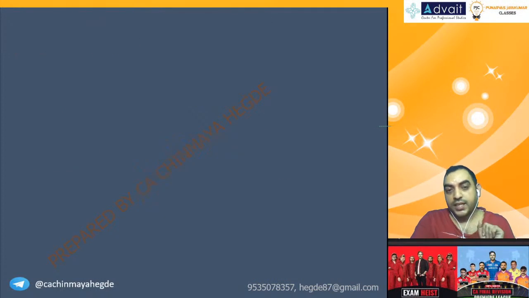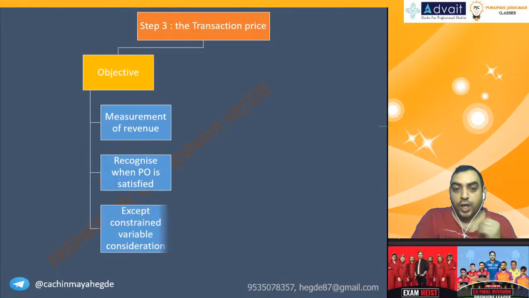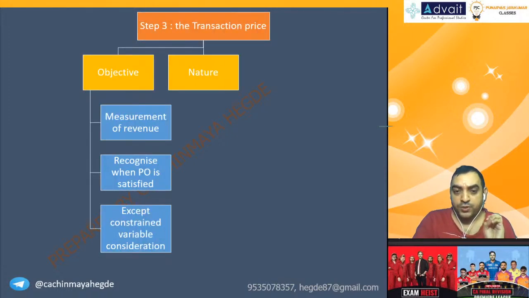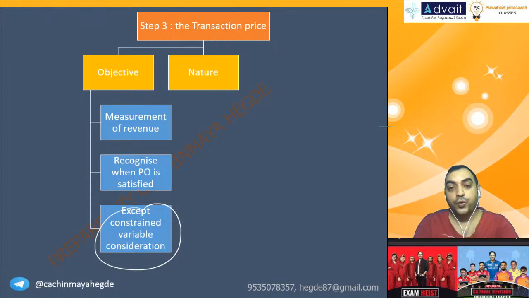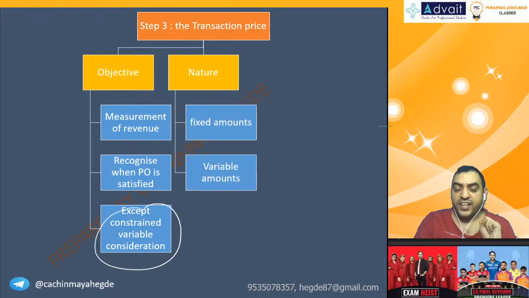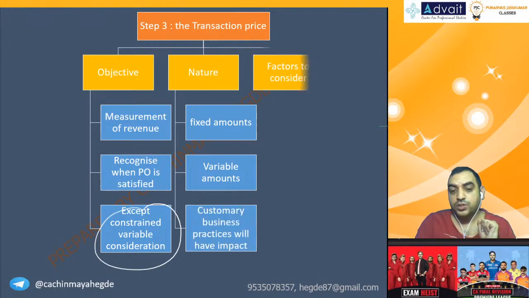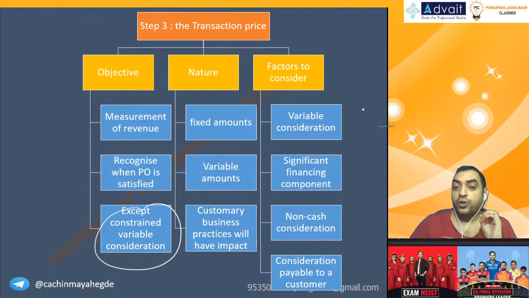Okay, that is the transaction price. The objective is measurement, to recognize when the performance obligation is satisfied. You should not recognize constrained variable consideration; I'll come to it. It may be a fixed amount or a variable amount like royalty or percentage of sales. Customer business practice also has to be kept in mind. Four important points are variable consideration, financing component, non-cash consideration, and consideration payable to customer. Let us take them one by one.